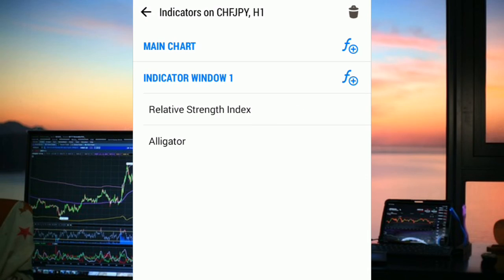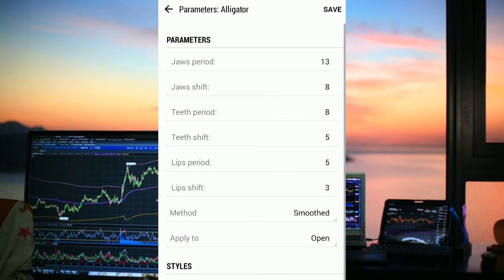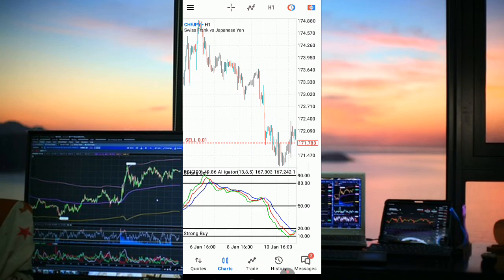And the next thing you're going to do is that you're going to go to the alligator. After getting to the indicator window, go to the alligator, and then if we get to the alligator, let's look for jaws period 13, jaws shift 8, teeth period 8, teeth shift 5, lips period 5, lips shift 3, method smoothed, apply to open, click save, and you have these two indicators.